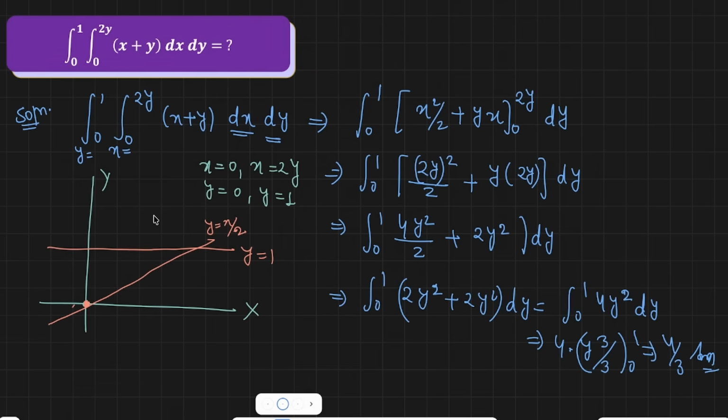Now just see, the limit is from 0 to 2y. This is your x equals 0. Then the strip will be parallel to the x-axis. So this is your strip. Now see, this is how the strip is changing. The strip is changing from x is equals to 0, and this is the line y is equals to x by 2. Then what is the value of x? That is 2y. And y is from 0 to this point. So this is y is equals to 0. This is y is equals to 1. This is how the region looks. So basically you are finding the volume under this curve within this region, which is bounded by this region.